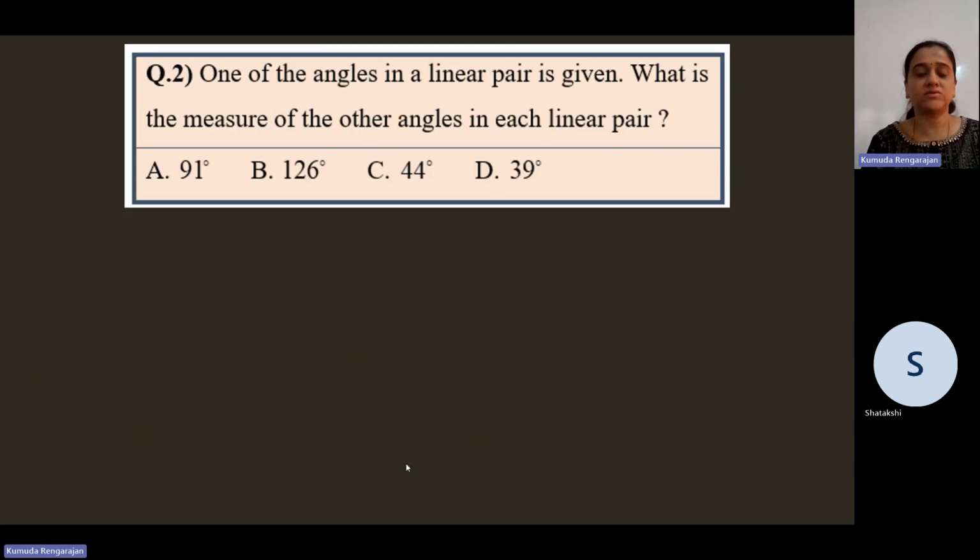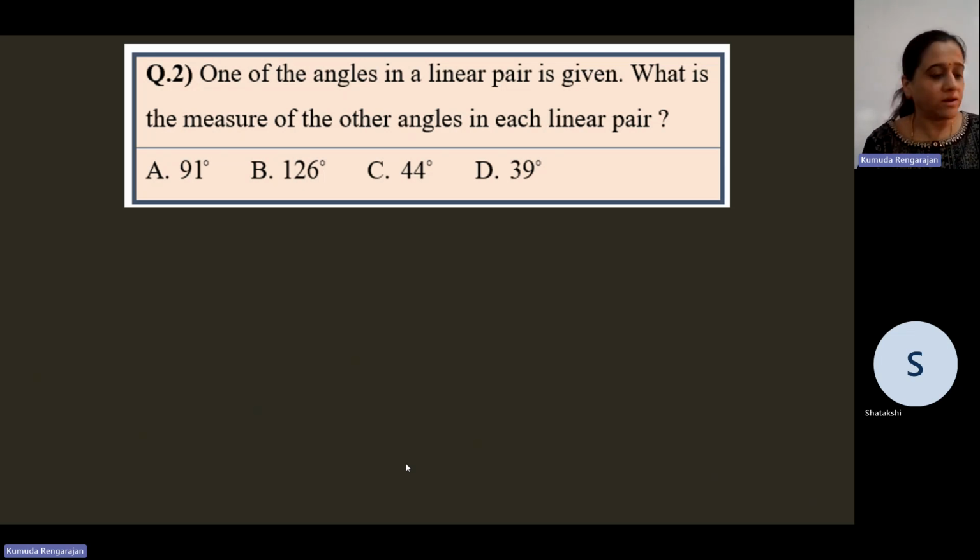We'll just discuss this. One of the angles in a linear pair is given. What is the measure of the other angles in each linear pair? A, B, C, and D are not the choices. It's not an MCQ. A, B, C, D are four different questions.